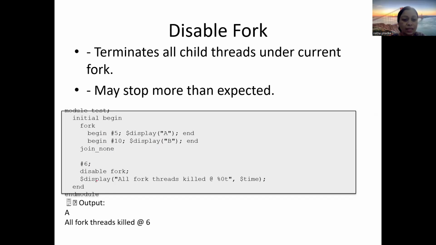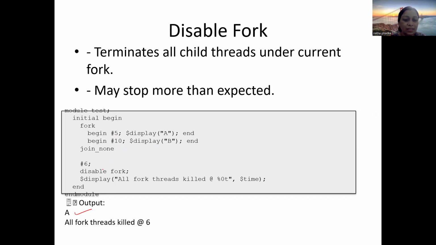So at 6, we are saying disable fork. At 6, we are disabling it. So before that, this executes. Correct. So at 5, display A gets executed. So A gets displayed, right? But then immediately at 6, this all is happening concurrently, right?